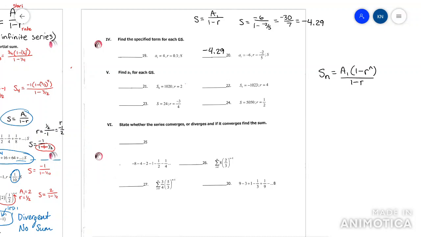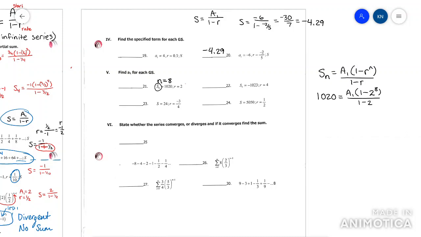Okay, you know that n is 8 right here. You know S of 8 is 1020, and you know r. So plug in everything that you know. You knew S of n was 1020. You don't know A1. That's what we're looking for. 1 minus, you know your rate is 2, and you know your n is 8.